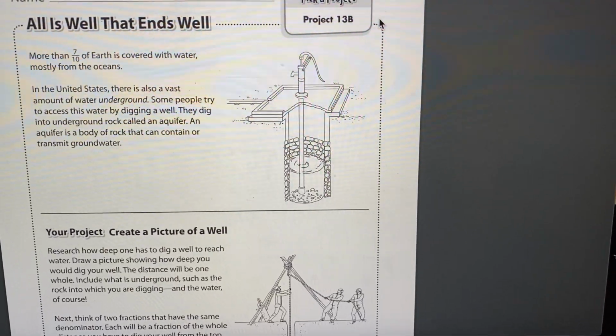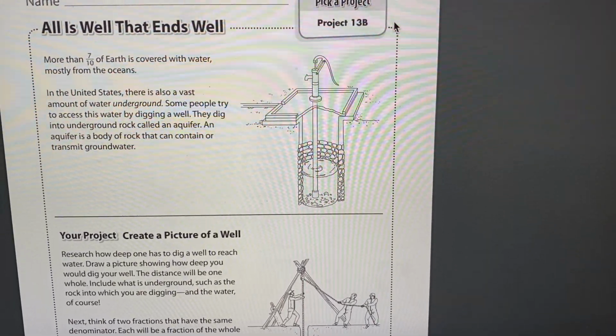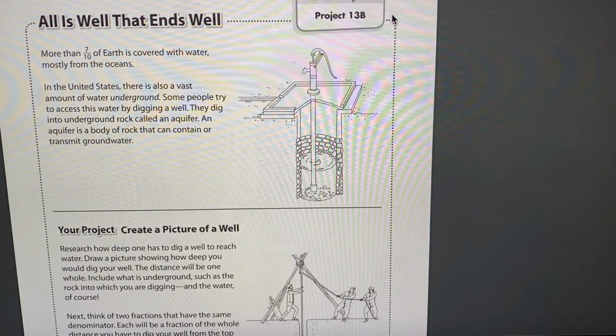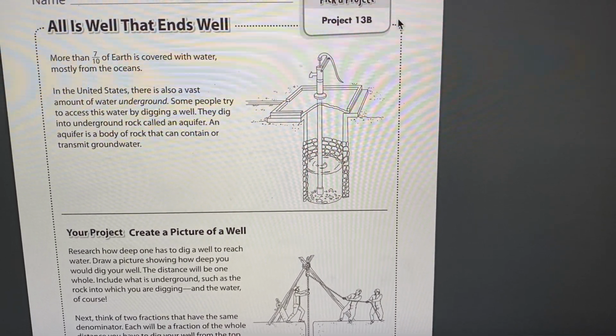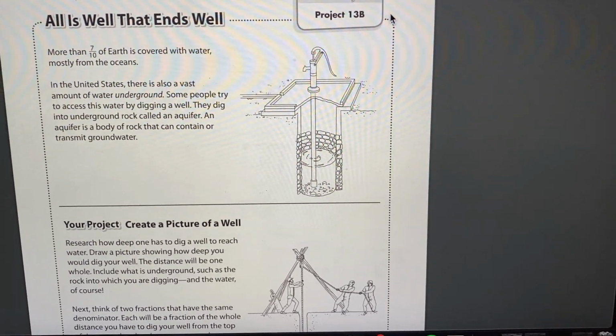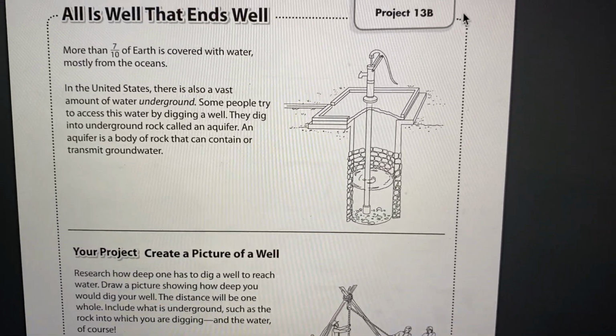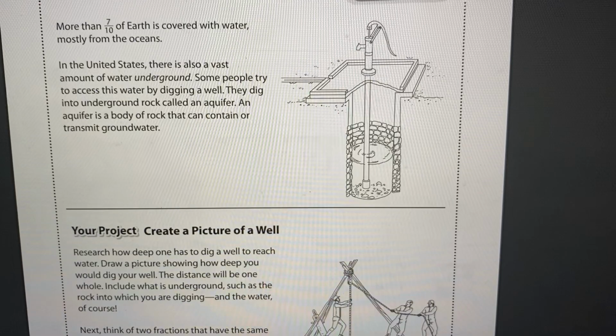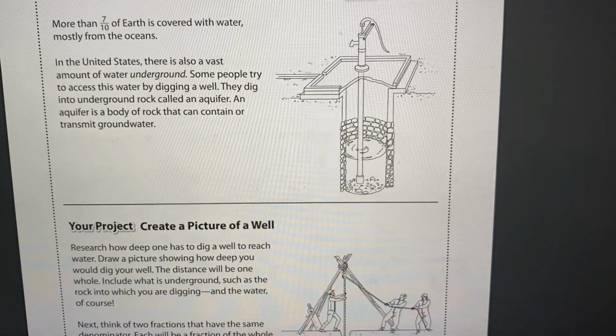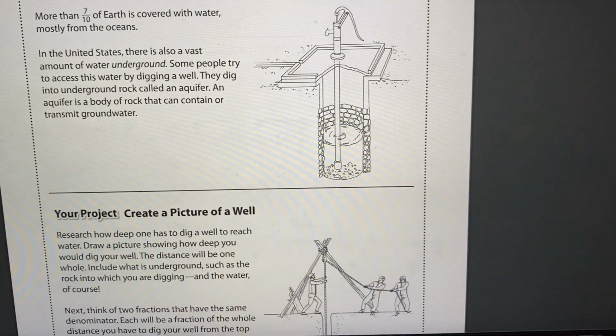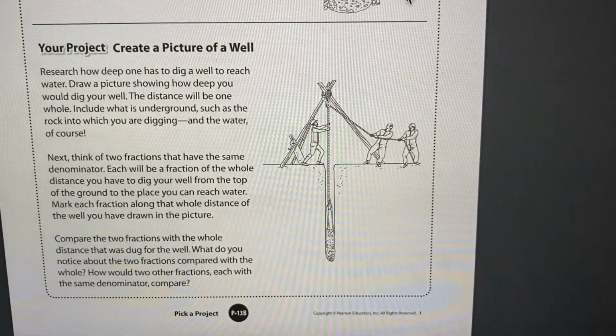Some people try to access this water by digging a well. They dig into underground rock called an aquifer. Aquifer? If you guys know how to pronounce that word, please help me. An aquifer is a body of rock that can contain or transmit groundwater. So that's a new vocab word of the day.